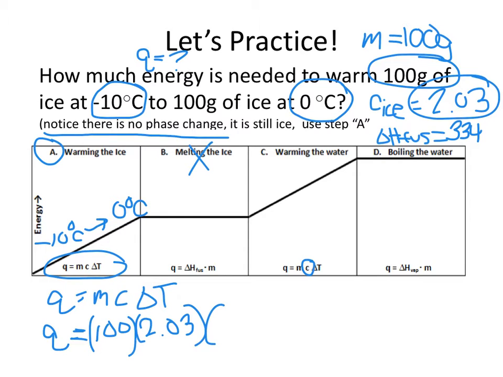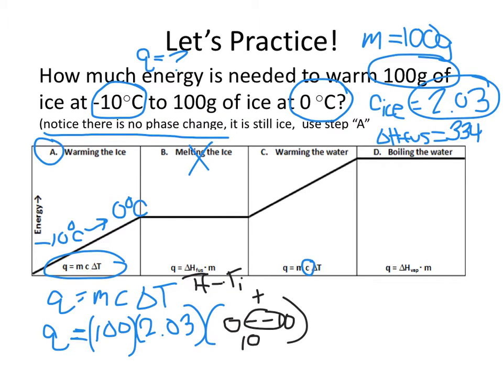Now, the last step is the change in temperature. Remember, side note, change in temperature is final minus initial temperature. So, what is the final temperature of this ice? It's 0 degrees because that's what it's going to end up at. Minus the initial temperature. The initial temperature is negative 10 degrees. So when you minus a negative 10, isn't that really the same as addition? So when you do 0 minus negative 10, you really end up with a positive 10 value.